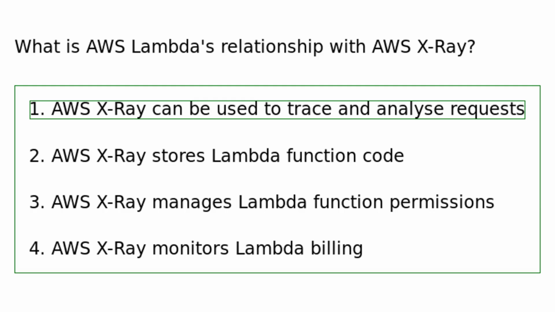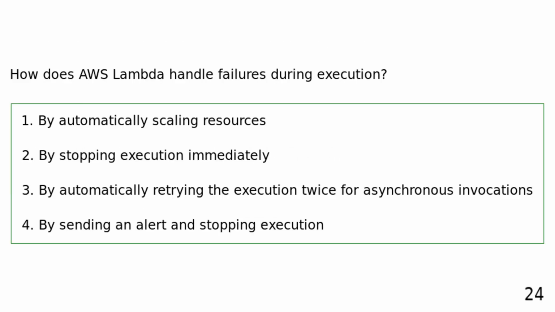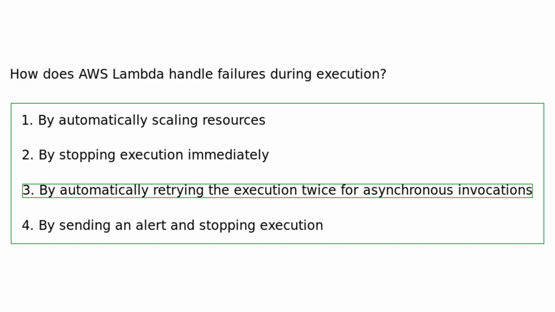How does AWS Lambda handle failures during execution? By automatically scaling resources. By stopping execution immediately. By automatically retrying the execution twice for asynchronous invocations. By sending an alert and stopping execution. For asynchronous invocations, AWS Lambda automatically retries the execution twice if it fails initially.